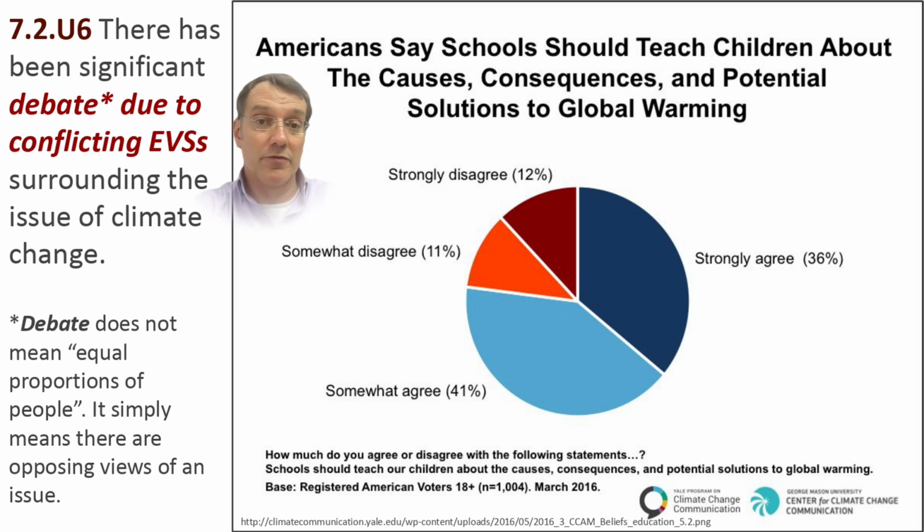This pie chart reveals something fascinating about public attitudes towards climate education. Despite the political controversy surrounding climate change, 77% of Americans, that combines strongly agree and somewhat agree, support teaching children about climate change causes, its consequences, and potential solutions. This suggests a real disconnect between public acceptance of climate science and the sometimes heated political discourse around the topic.